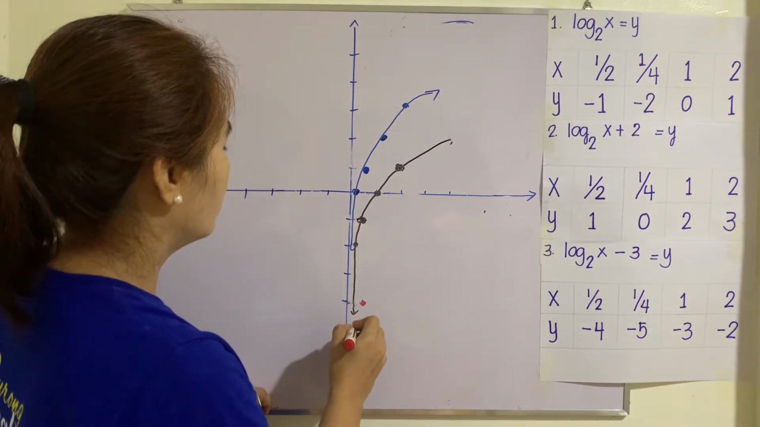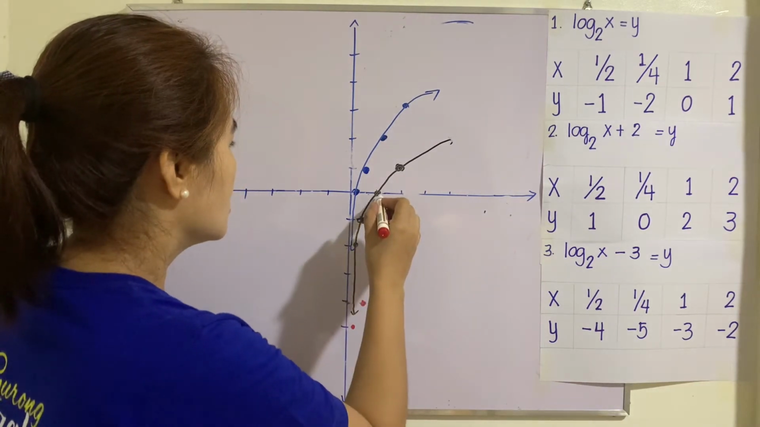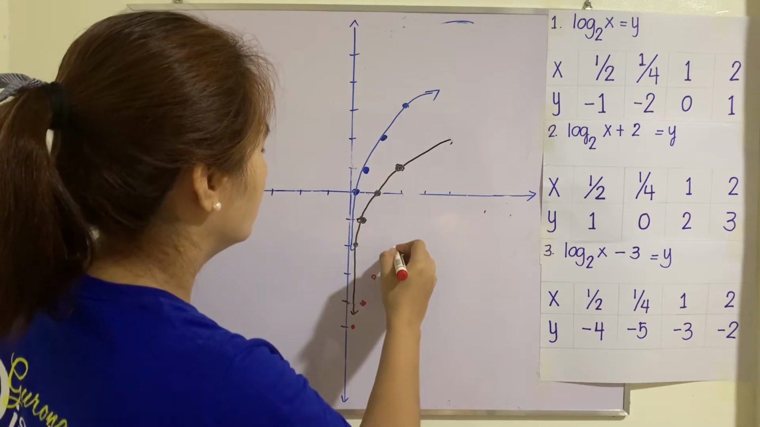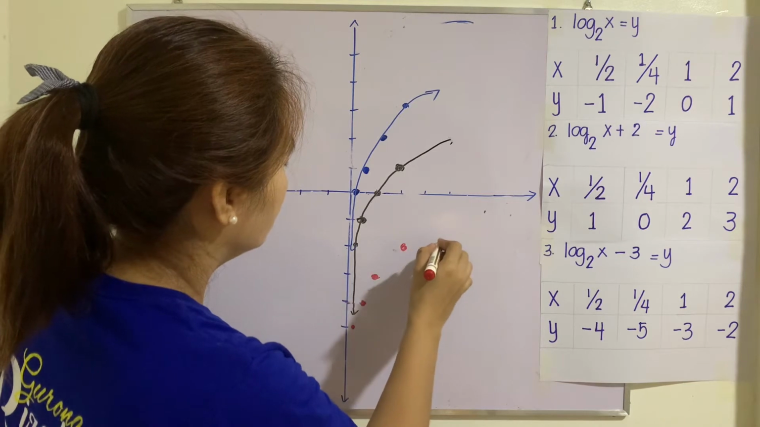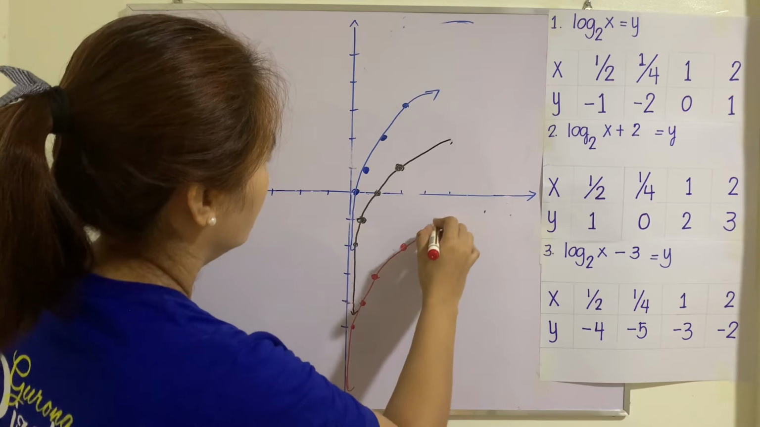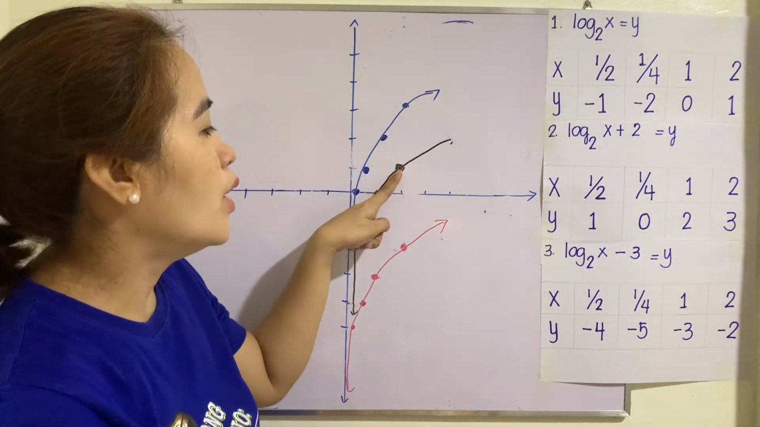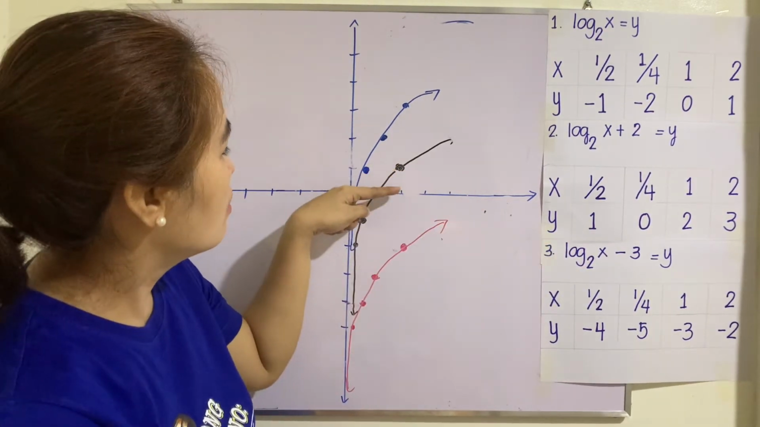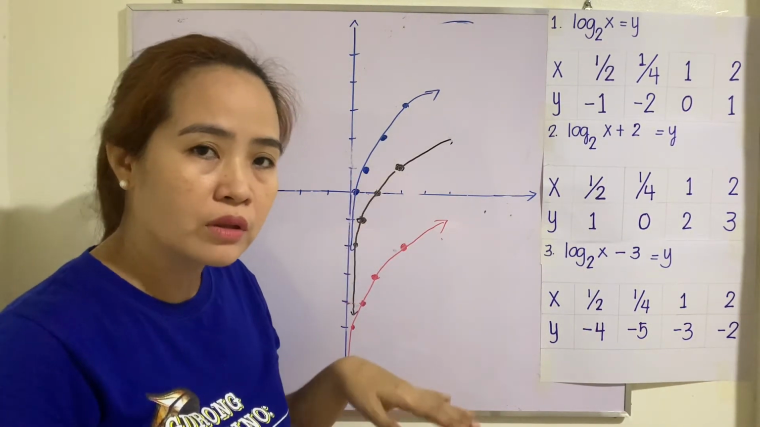And then you have 1/4, negative 5. This one is 1/4, negative 5. And then you have 1, negative 3. This is 1, negative 3. And of course, 2, negative 2. Okay. So notice that the base graph here moved down through 3 units. So that is 1, 2, 3. All points should be moving down 3 units.